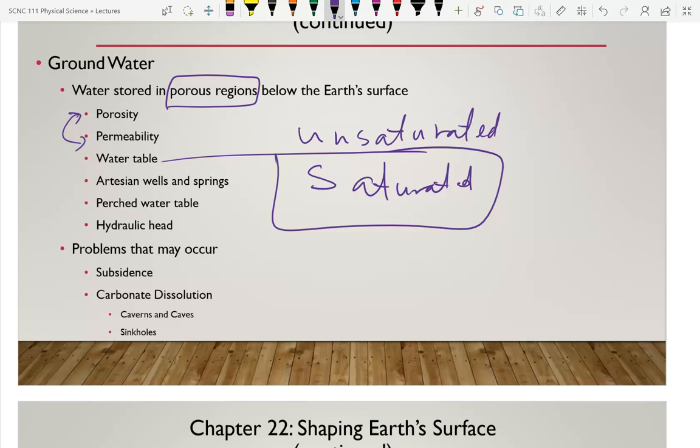Artesian wells and springs, remember we talked about artesian is where the water just comes up out of the ground. Why does it come up out of the ground? Because you have water at a higher level over here that's creating pressure that pushes the water up and out of the ground.